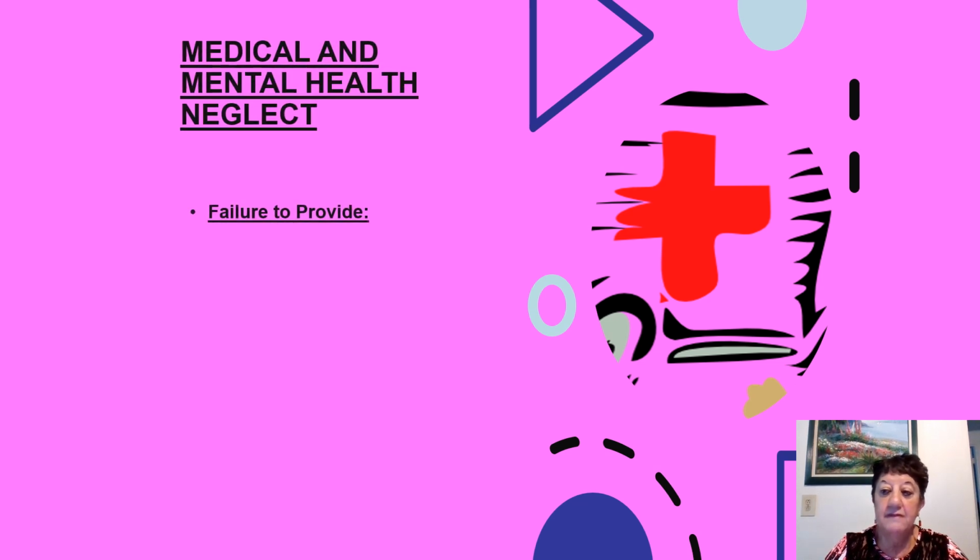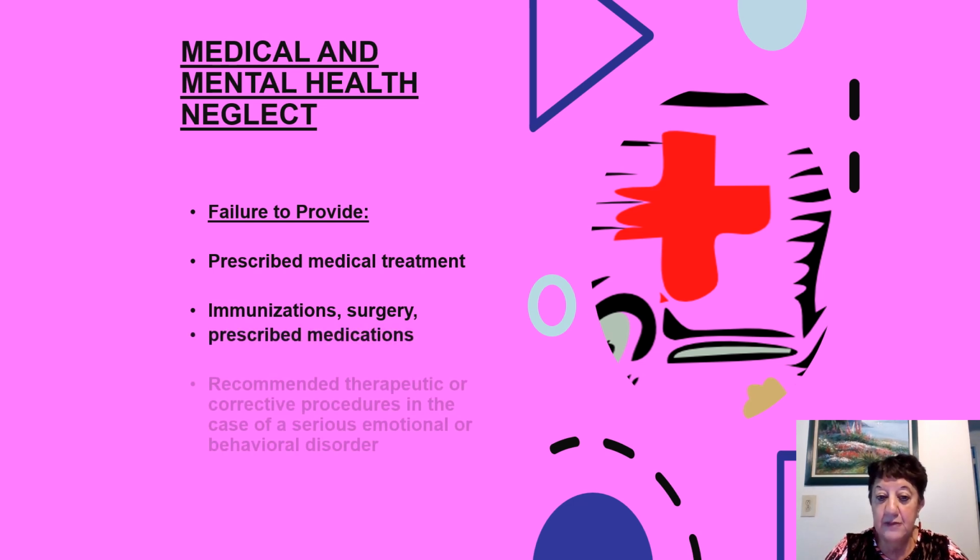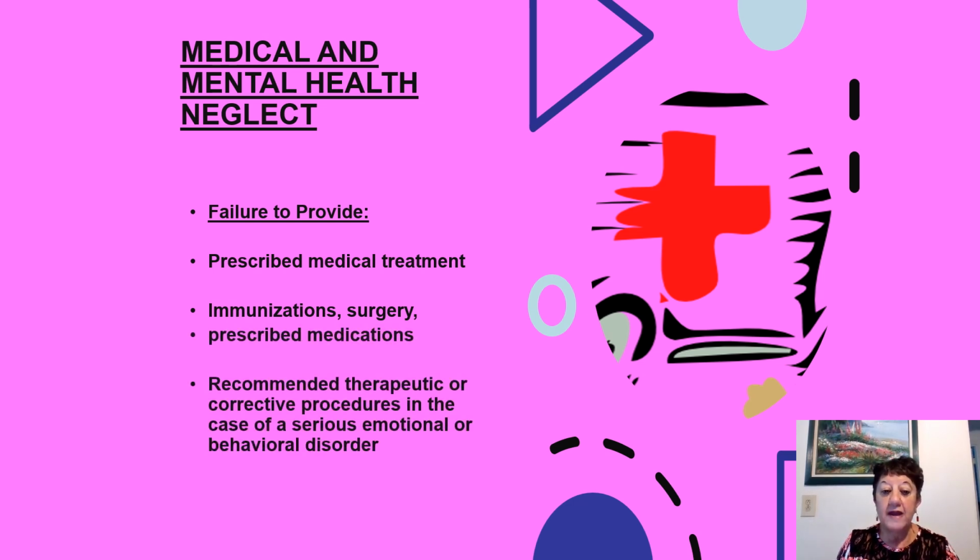And then medical and mental health neglect: failure to provide prescribed medical treatment. And again, some of these usually happen simultaneously, because if you're neglecting a child's developmental needs, or their medical needs, then they might have psychological and emotional needs. So it's not just clear cut. They kind of coexist together. And then immunizations, any surgeries they might need, prescribed medications, or recommended therapeutic or corrective procedures in the case of a serious emotional or behavioral disorder.